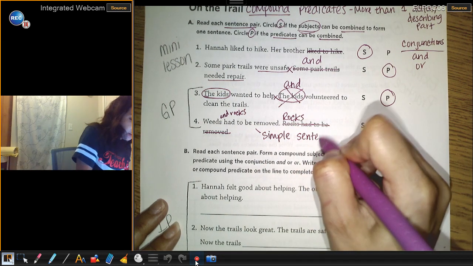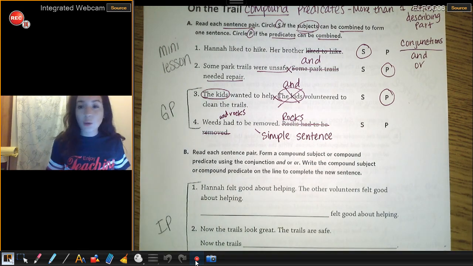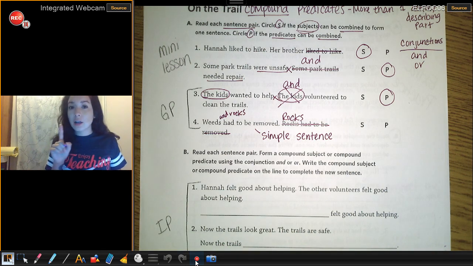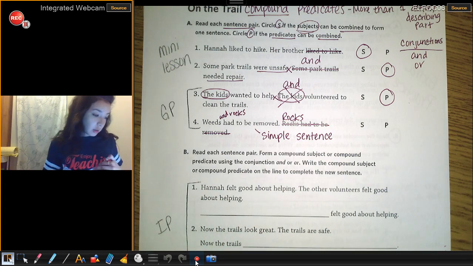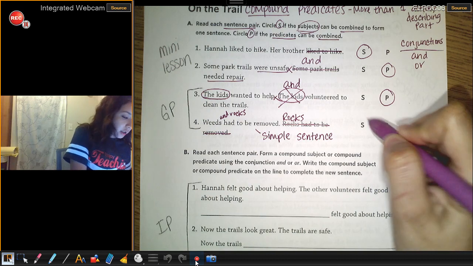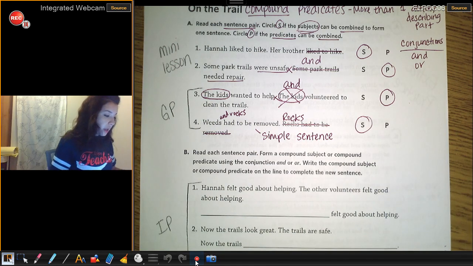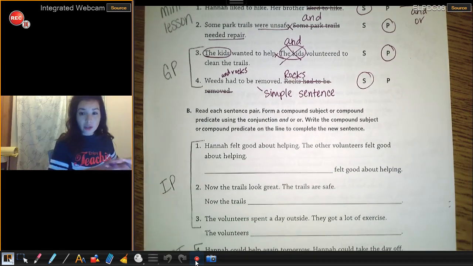If it's a simple sentence, boys and girls, don't get confused. Yes, it has a fanboy, but we don't need a comma because this is not a compound sentence. I don't have two independent sentences that I'm combining. I'm only combining parts of a sentence, either the subject or the predicate. So here I combined the subject.